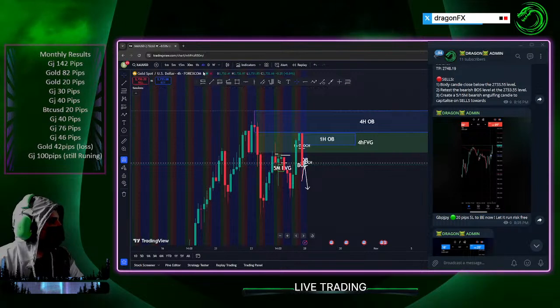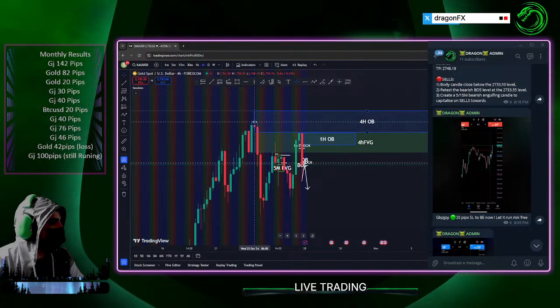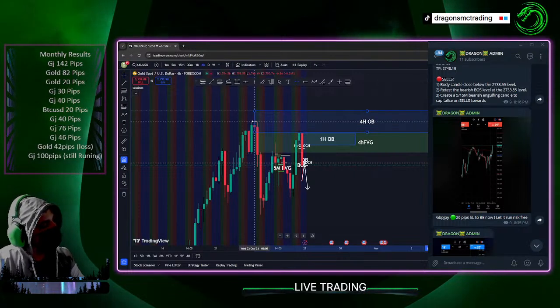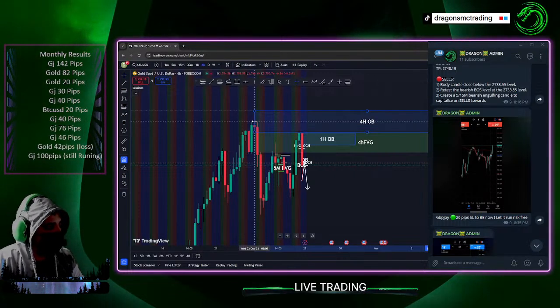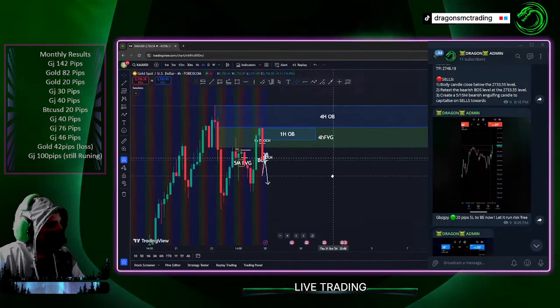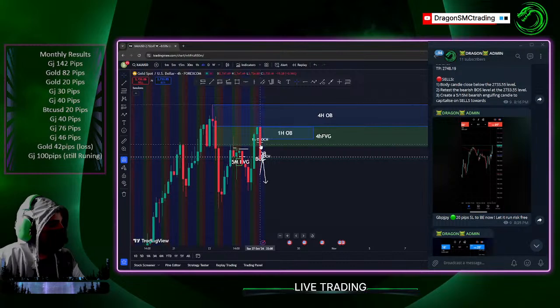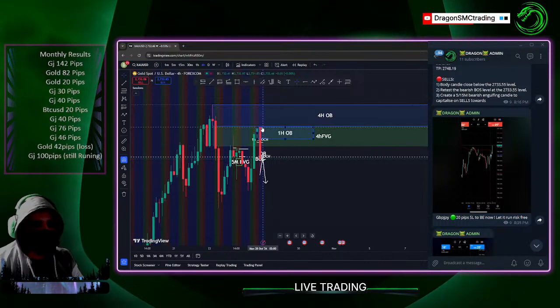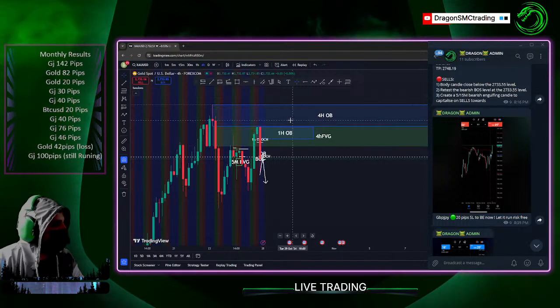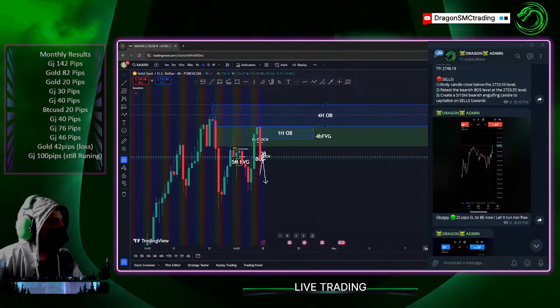So price on the 4-hour time frame had created, a couple days ago, this bearish 4-hour OB. This 4-hour bearish OB right here wasn't retested until just today. Today price retested this OB. And for that, this is a strong point of interest area.